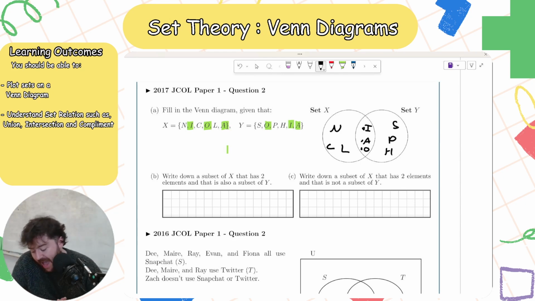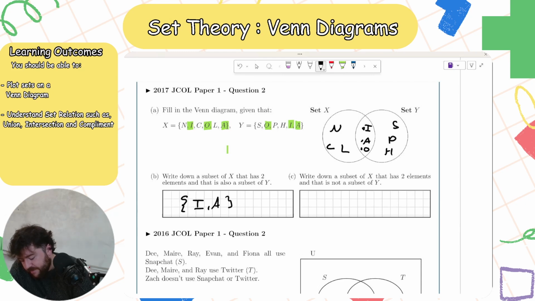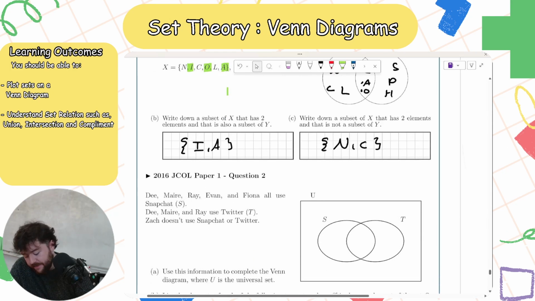Write down a subset of X that has two elements that is also a subset of Y. So there's something in my intersection. That's a subset of X, but also a subset of Y, like I, A. Write down a subset of X that has two elements that is not a subset of Y. That could be N, C. N, C is contained in my set X, but it's not in set Y.